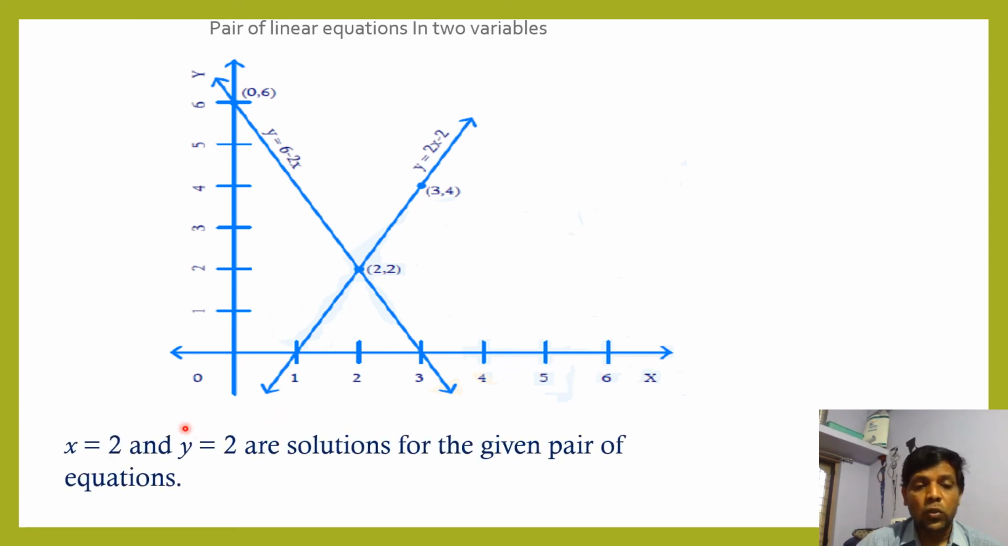Now x equals 2 and y equals 2 are the solution for the given pair of equations, y equals 6 minus 2x and y equals 2x minus 2. So what is the solution for the given equations? x equals 2 and y equals 2. Okay students, thank you.